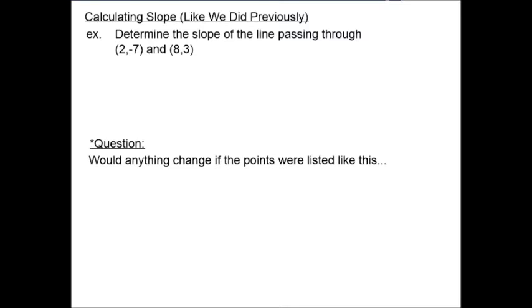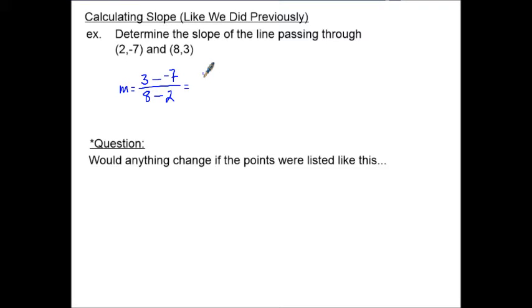So when we calculated slope, like we did previously, we were given a problem such as this: determine the slope of a line passing through (2, -7) and (8, 3). Well then again, we would use our slope formula and say m equals, draw our fraction bar, and then we do y2 minus y1. Again, if you put the minus signs in first, that's up to you. But y2 minus y1 in this case would be 3 minus the -7. And then x2 minus x1 would be 8 minus 2 in this case. And then we just simply work that out.